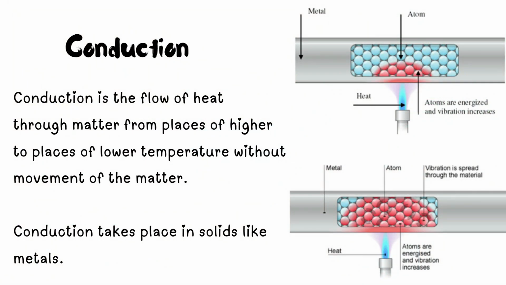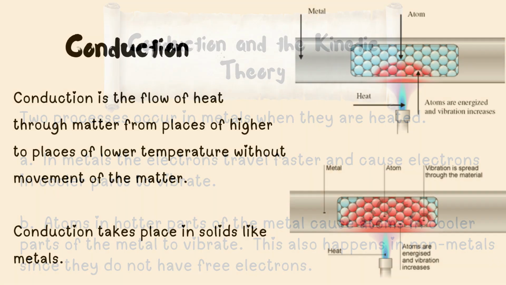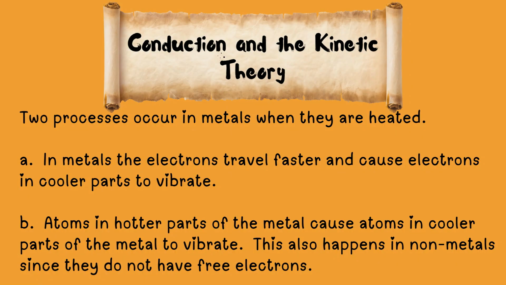Conduction. Conduction is the flow of heat through matter from places of higher to places of lower temperature without movement of the matter. Conduction takes place in solids like metals. Two processes occur in metals when they are heated. One, in metals, the electrons travel faster and cause electrons in cooler parts to vibrate. And two, atoms in hotter parts of the metal cause atoms in cooler parts of the metal to vibrate. This also happens in nonmetals, since they do not have free electrons.